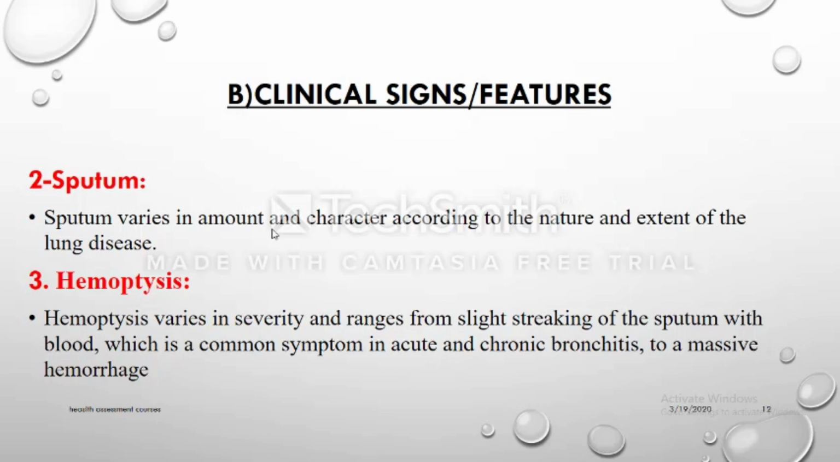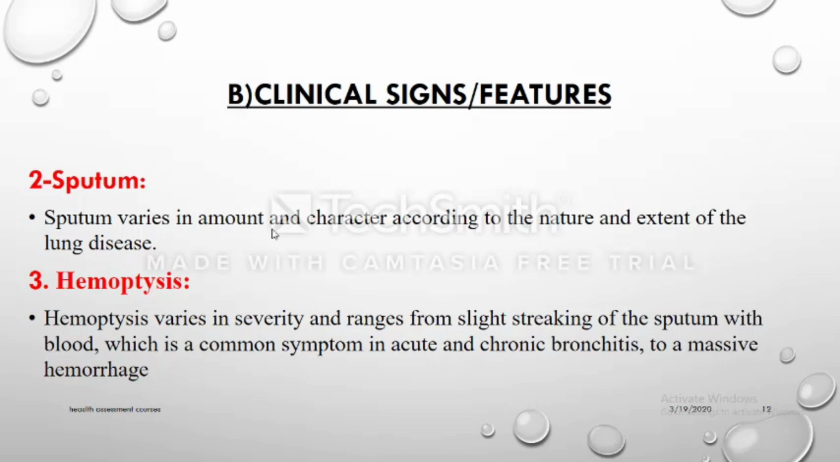Also, we will collect the data regarding the clinical signs of sputum. That sputum varies in amount and character according to the nature and extent of the lung disease. The third feature is hemoptysis, and that hemoptysis varies in severity and ranges from slight streaking of the sputum with blood, if it was at the beginning, which is a common symptom in acute and chronic bronchitis.